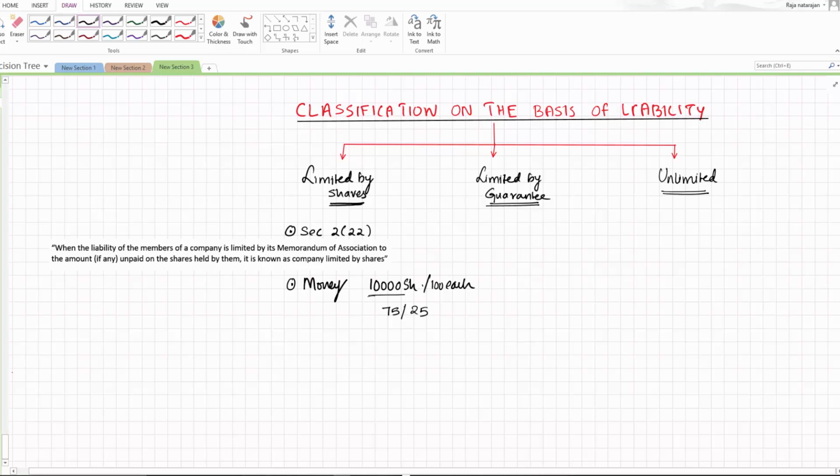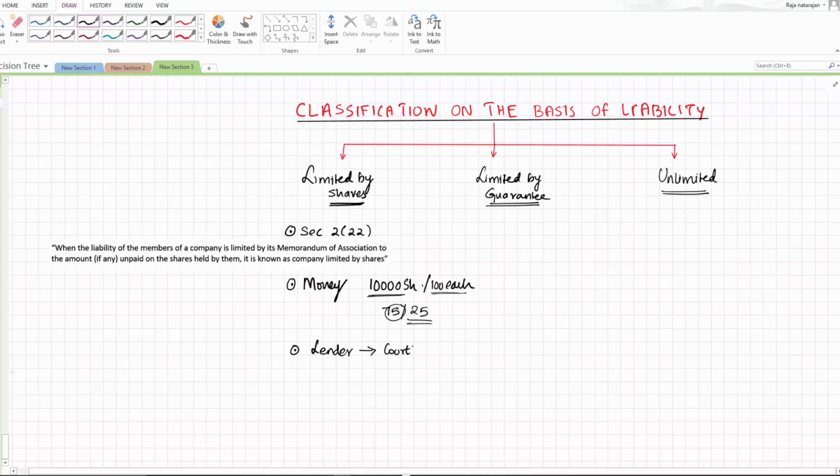So here what is happening? 10,000 shares are issued at 100 each. 75 has been called and 25 is not yet called, and this is payable by the shareholders when the company calls them. Now let's say the company is forced to make some payment to some of its lenders or creditors, and the company has no money at its disposal. What will happen? The lenders will approach the court of law, and the court will in turn direct the company to pay the lenders.